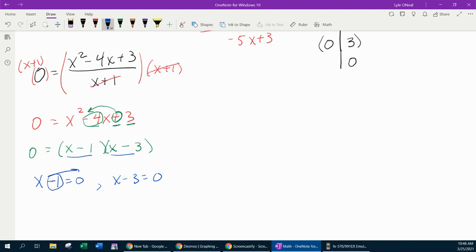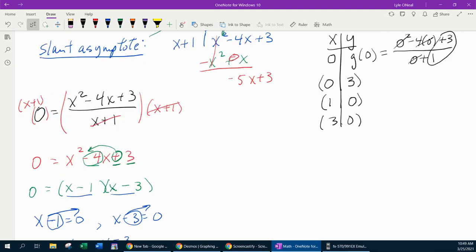Moving the -1 over gives us x is 1. Moving the -3 over gives us x is 3. And then we need to list those as ordered pairs. So our x-intercepts are going to be (1, 0) and (3, 0). At this point, I have all of the information they ask for that would be required to give us an accurate graph. So we have our x and y intercepts.